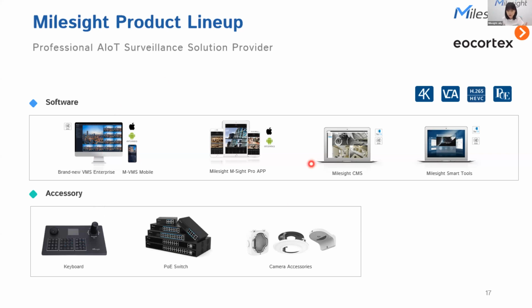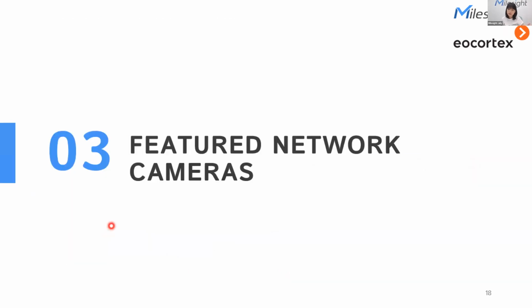It is made easy with Milesight Pro app and CMS, which are the optional choices for the end users to choose if you need to realize centralized management. And to further extend the usability of our network cameras, we also deliver some outstanding accessories, like the camera accessories to adapt to different installation environments, and the keyboard to help our users to achieve flexible pan, tilt, and zoom.